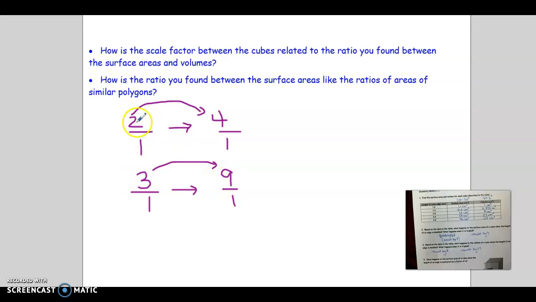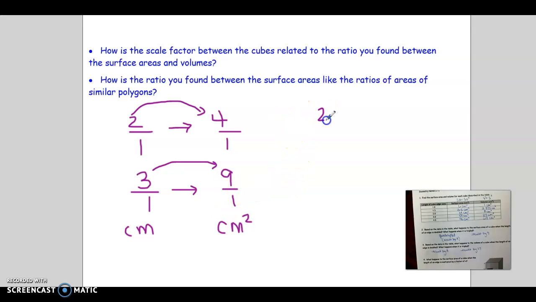So think about these. Linear measurements are in linear units, right? These are centimeters. Surface area is in squared units, centimeters squared. So does that make sense that we're going to be squaring the ratio from the linear units to get the ratio of the surface area, which is squared units? Let's look at the volumes.